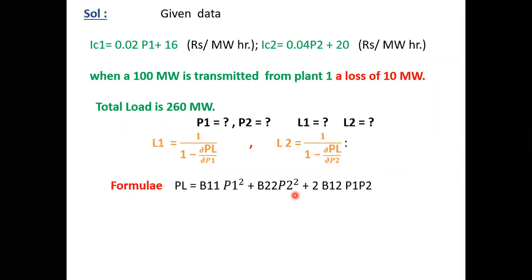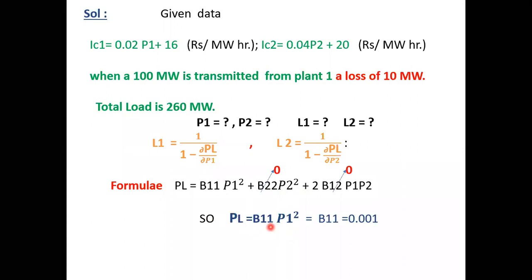When there is no transmission line, the loss coefficients are also 0. But here, the load is connected to the second power plant. So that's why the second coefficient becomes 0. Not only the second coefficient, the coefficients related to the second one also become 0. Means in this case, B22 and at the same time B12 should become 0. And the remaining thing is PL is nothing but B11 into P1 square.